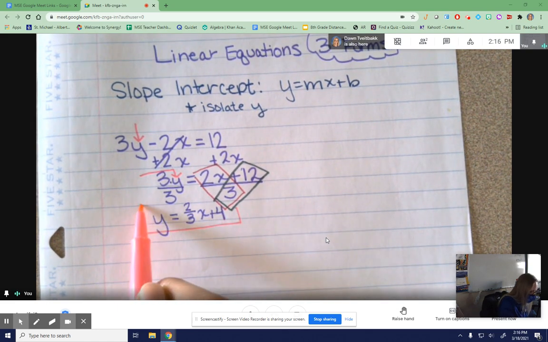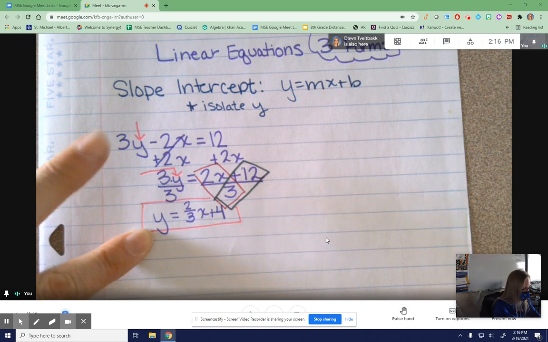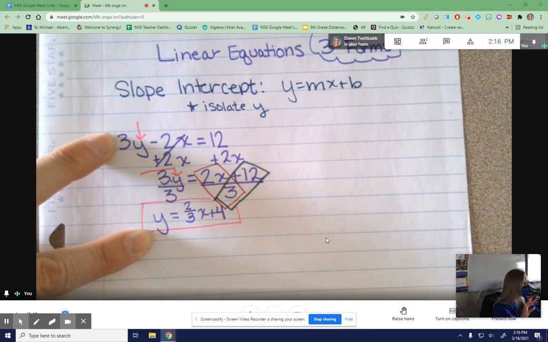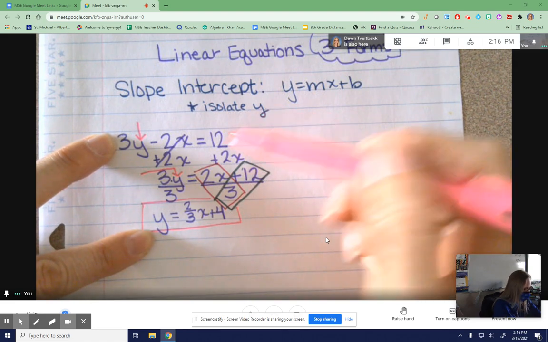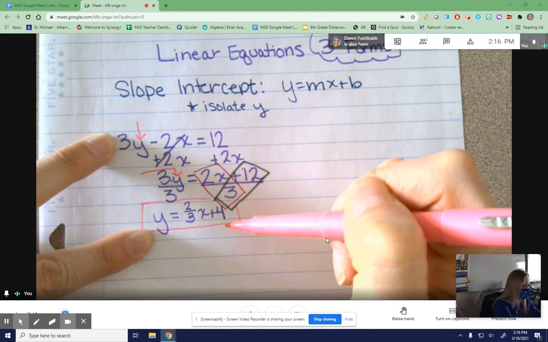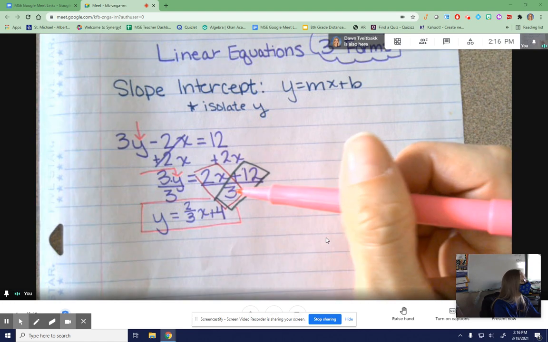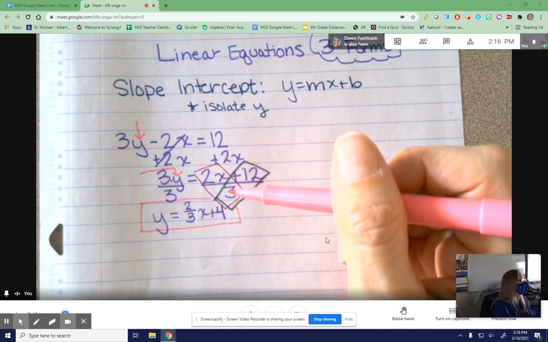And what's kind of funky is that this equation right here and this one right here, they're exactly the same if you graph them. They look totally different, but they're exactly the same equations. You just manipulated one to make it look like this one here.